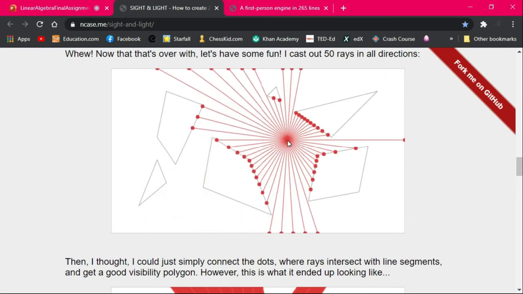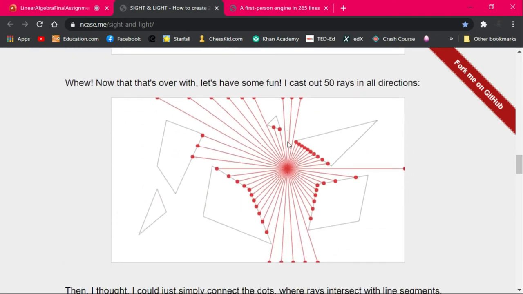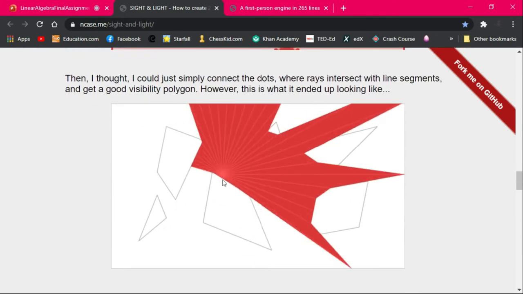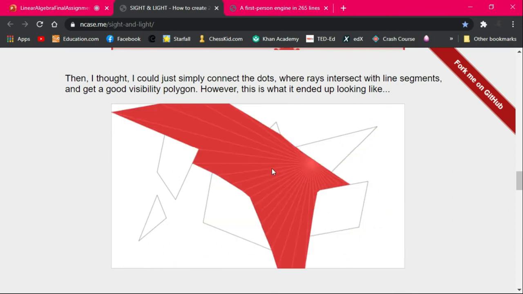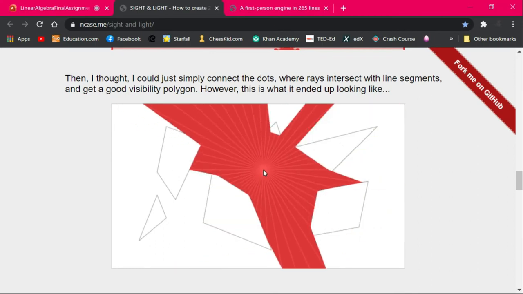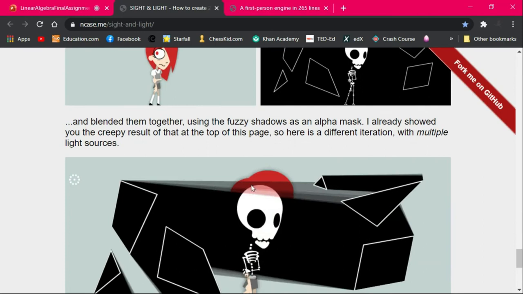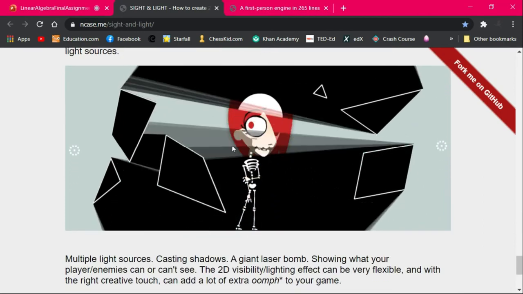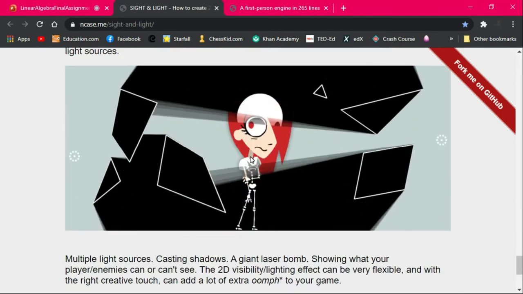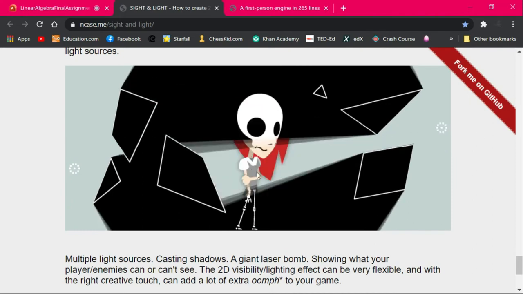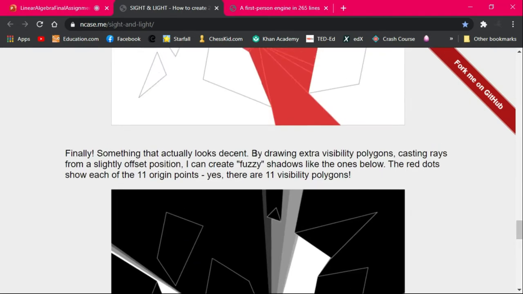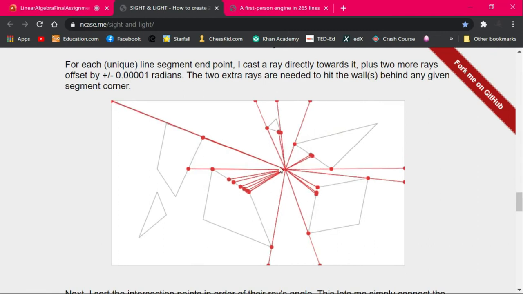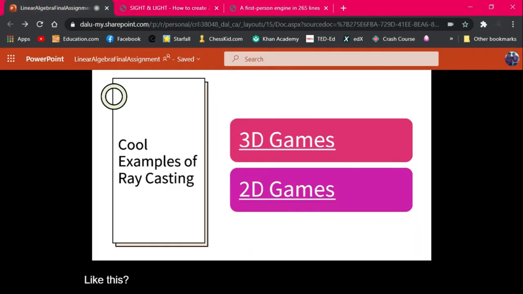This programmer further improves the look until you end up with this resulting impressive example. But it all comes down to rays being cast out like this. Now let's go back here.